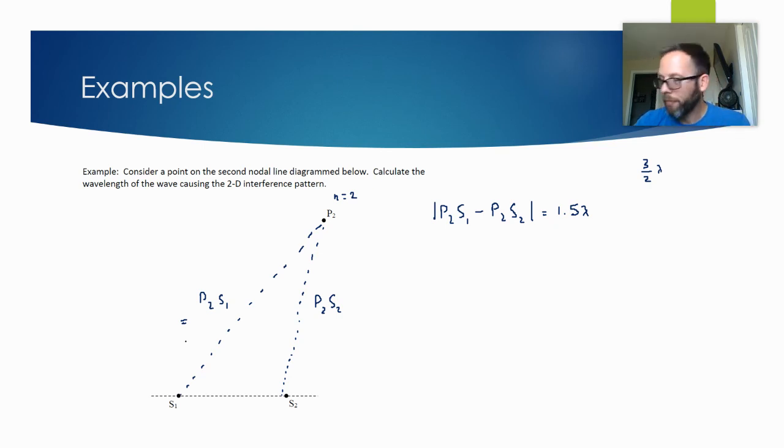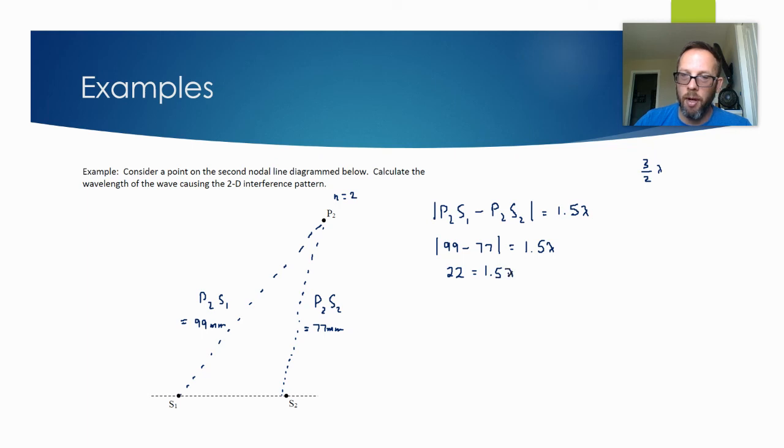P2S1 got 99 millimeters when I printed it out and did it on paper, and P2S2 I got 77 millimeters. And again, my hope is that you've paused the video and tried these on your own. So we have the path difference is 22 millimeters. There's a 22 millimeter difference in the distance each wave traveled to get to that point P2. So 22 equals 1.5 times what number? Well, now we can just divide 22 by 1.5, and about 14.7 is the wavelength.